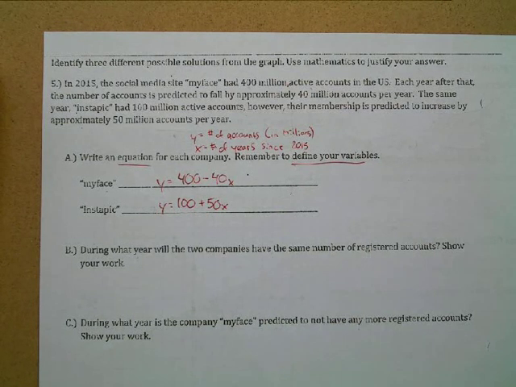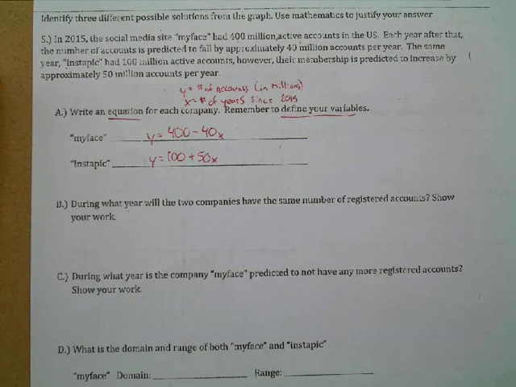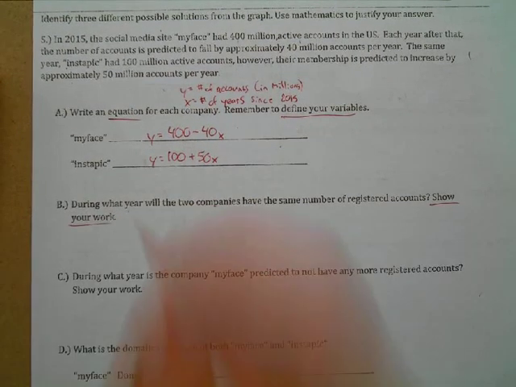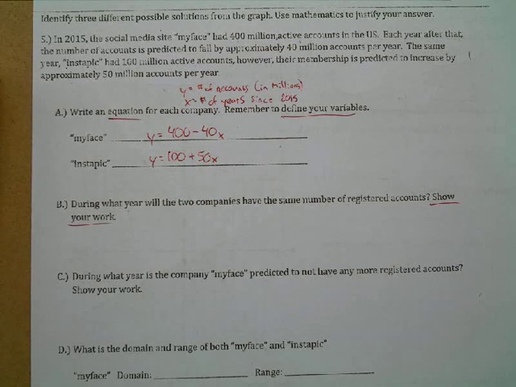Okay. Letter B, during what year will the two companies have the same number of registered accounts? Show your work. All right, so we have to show our work here. So probably using our graphing calculator is not an option. So graphing these is out of the possibilities. What other method could we use here to solve this? Okay, table you said? You could make a table if you wanted to. That's one option. What else could we use? What other methods do we have? This is a system of equations. What other methods do we have?